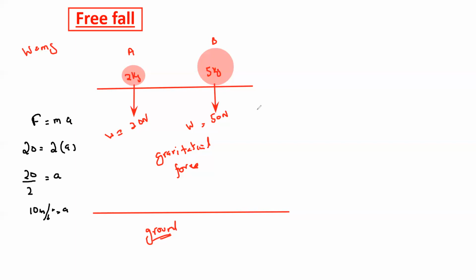What about the acceleration of object B? We have the formula F equals ma. The force which is acting on this object is the weight. M is the mass, which is 5, and a is the acceleration. 5 is multiplied, on the other side it will be divided. So 50 divided by 5, what is the acceleration? Again, it will be 10 meter per second square.